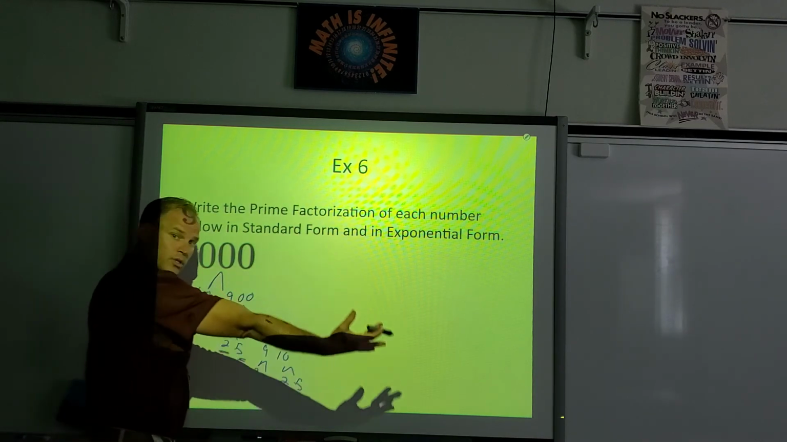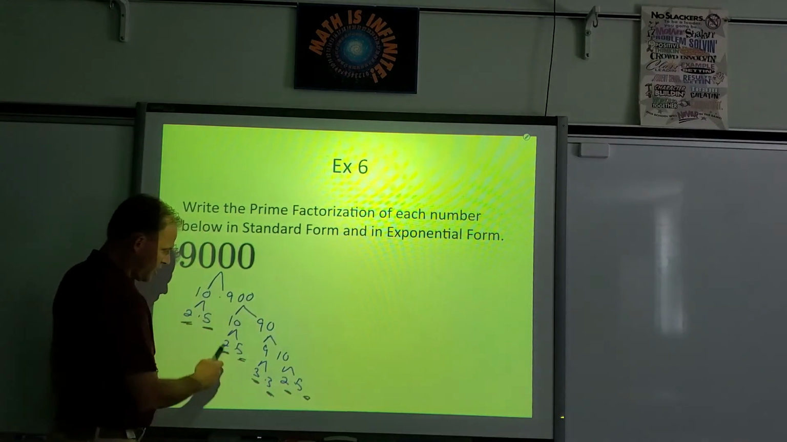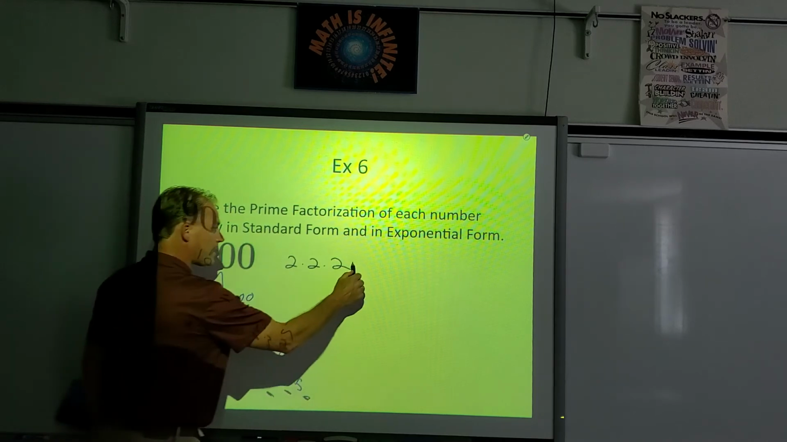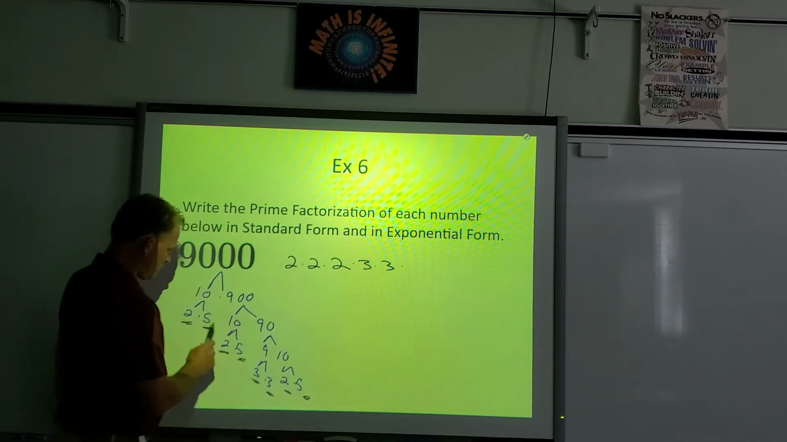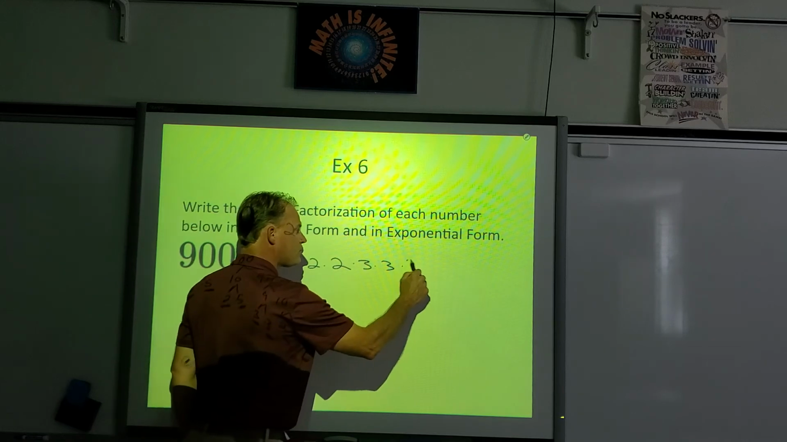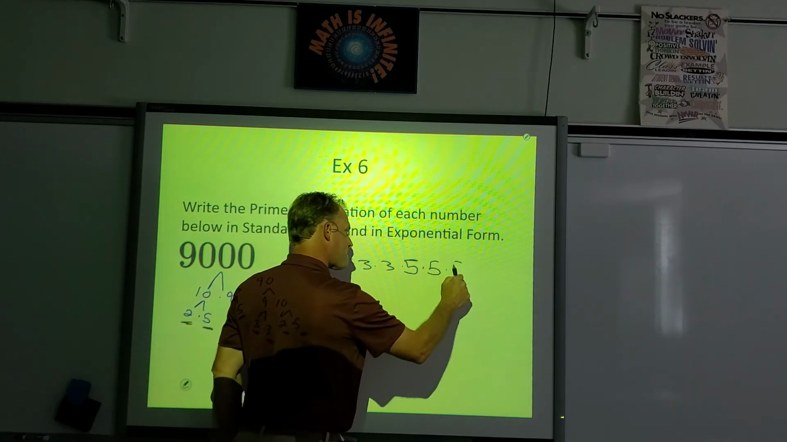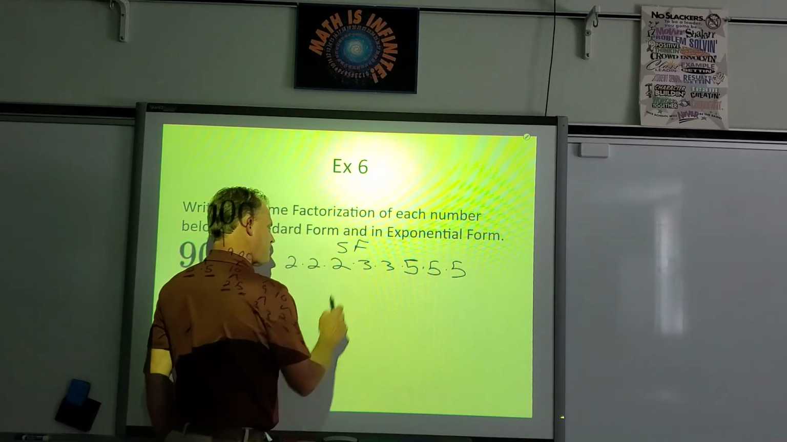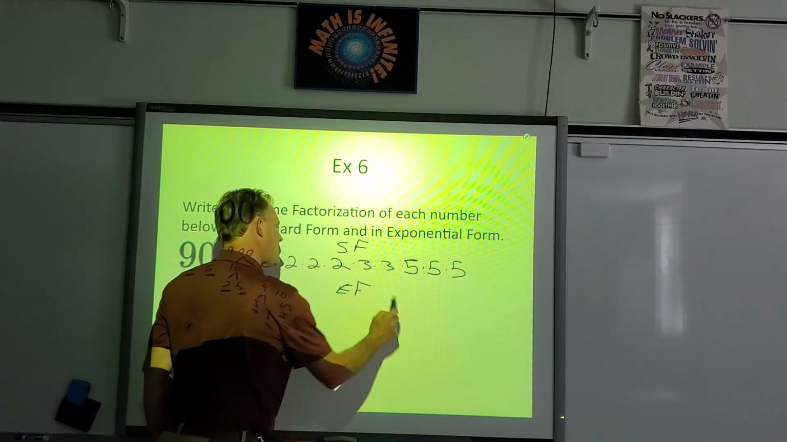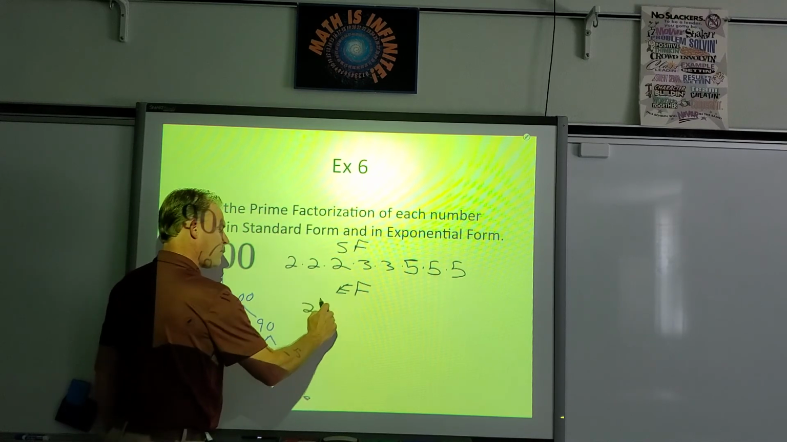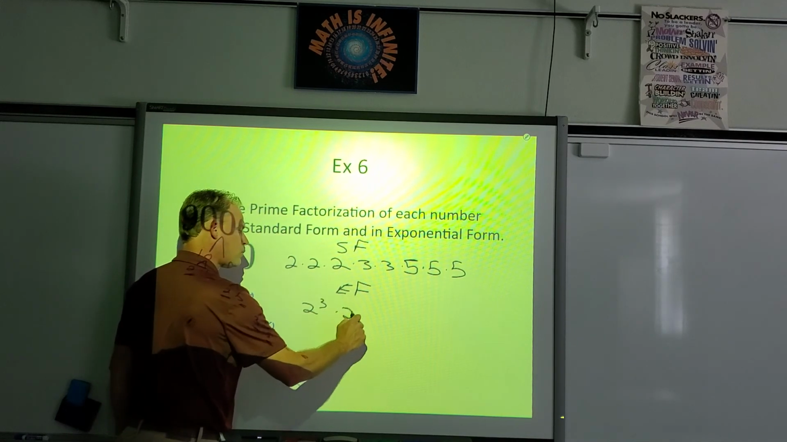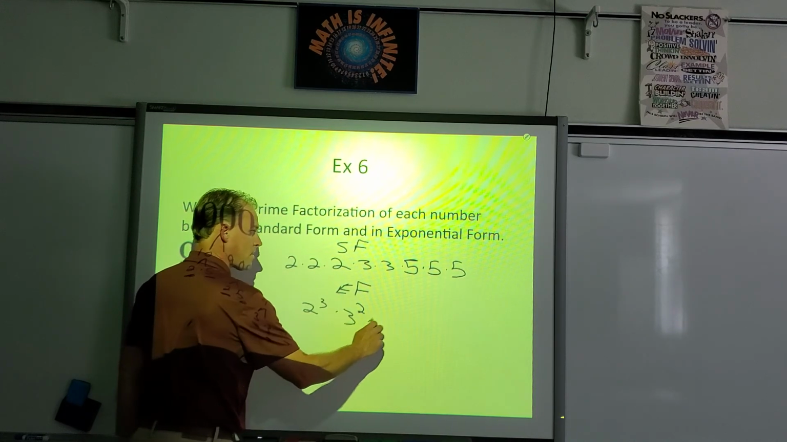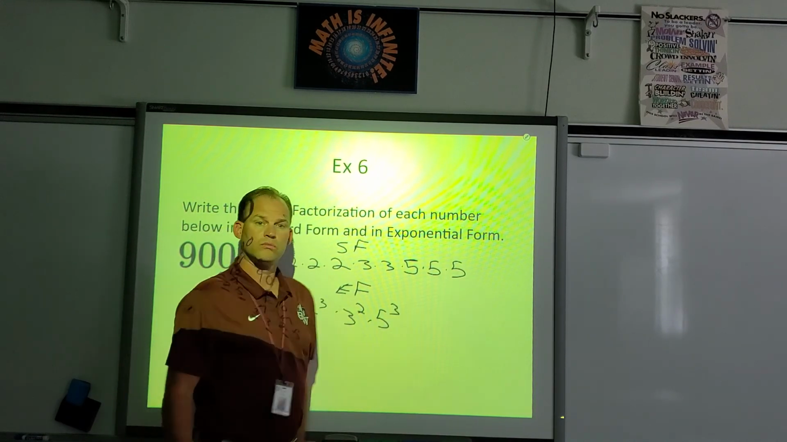Remember, only use the numbers at the end of the branches. So I've got 3 2s, 2 3s, and 3 5s. There's my standard form. Exponential form. There's 3 of those. There's 2 of those. And there's 3 of those.